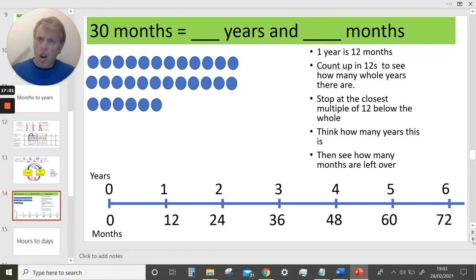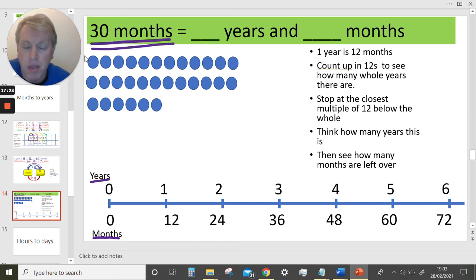Ooh, what about this one? 30 months is how many years and how many months? I'm going to try and use the number line first. What have I got to count up in this number line? Well, we've got years at the top and months at the bottom. And I'm thinking about the amount 30 months. Well, it's more than 12. It's more than 24. It's less than 36. So let's put 30 months about here.